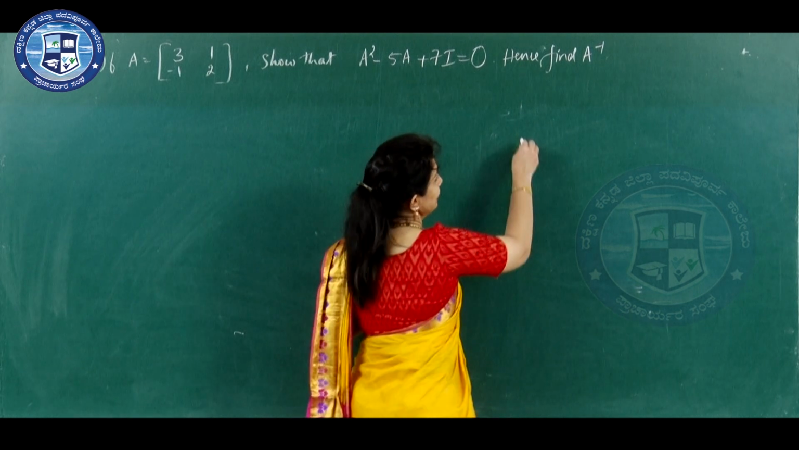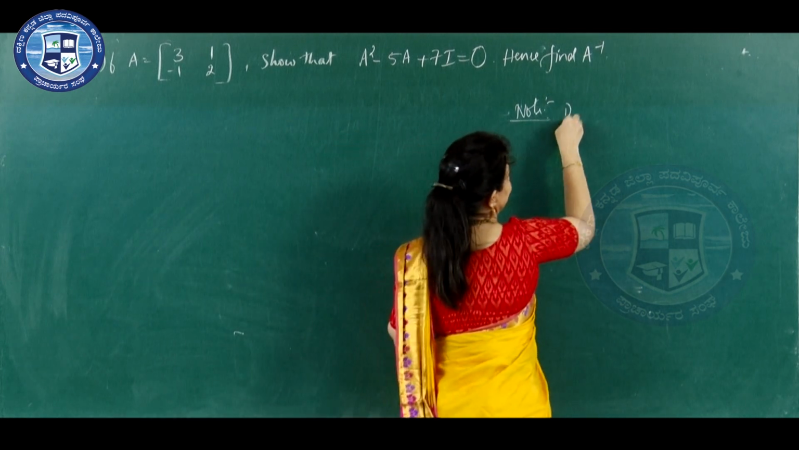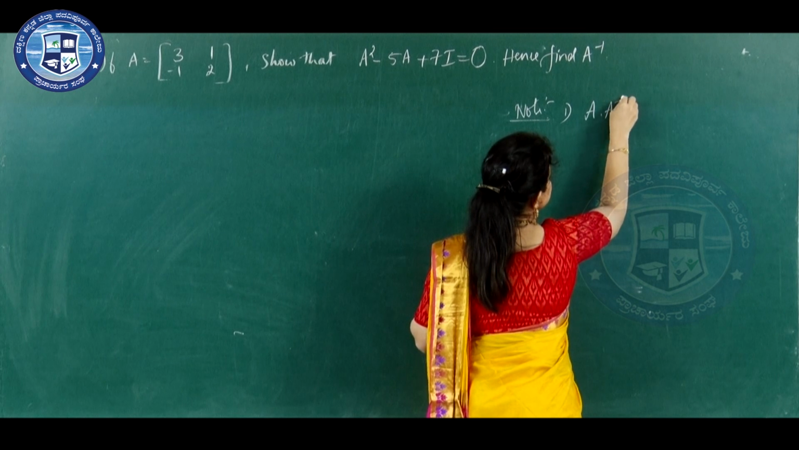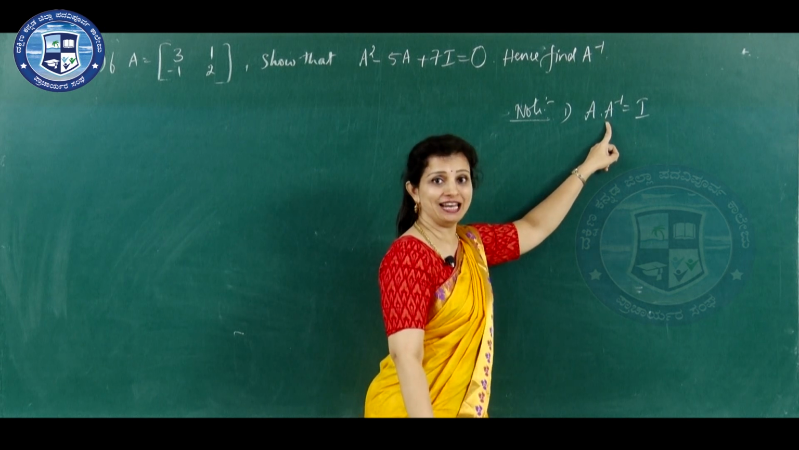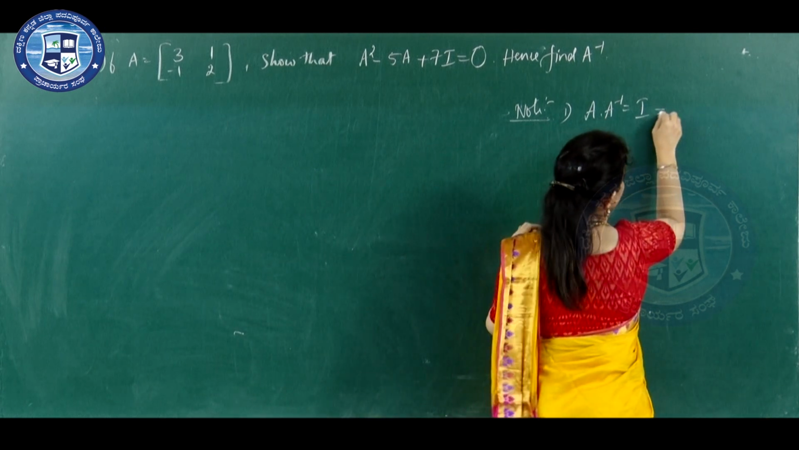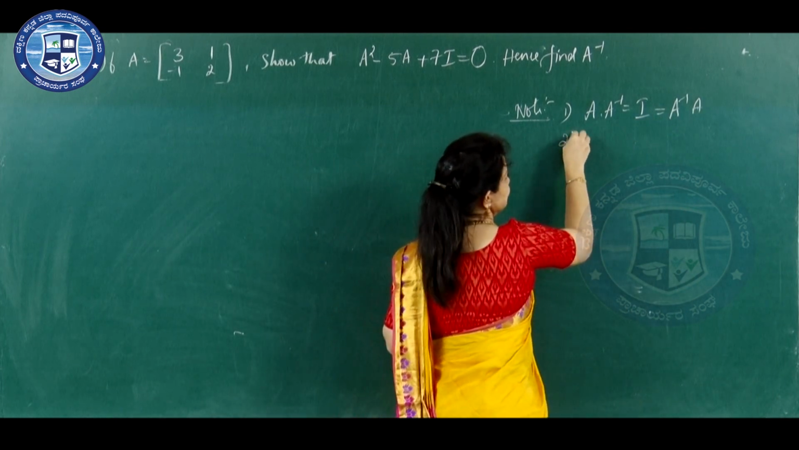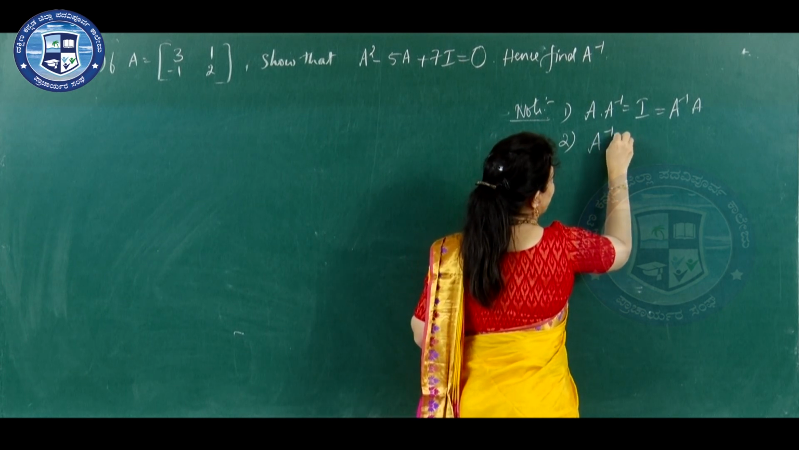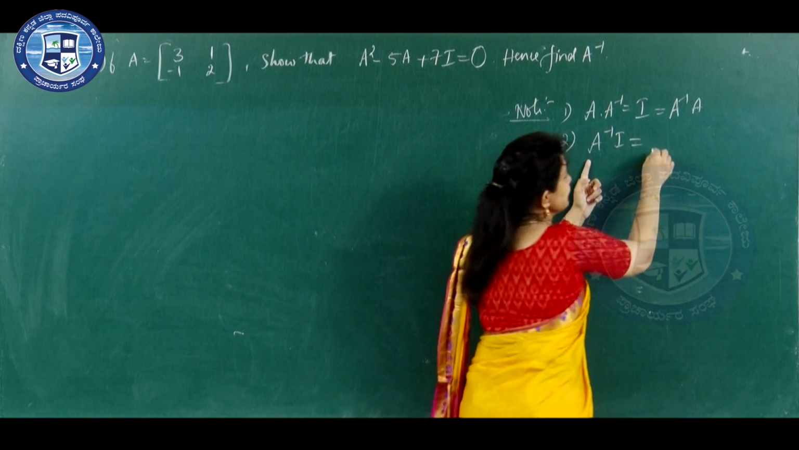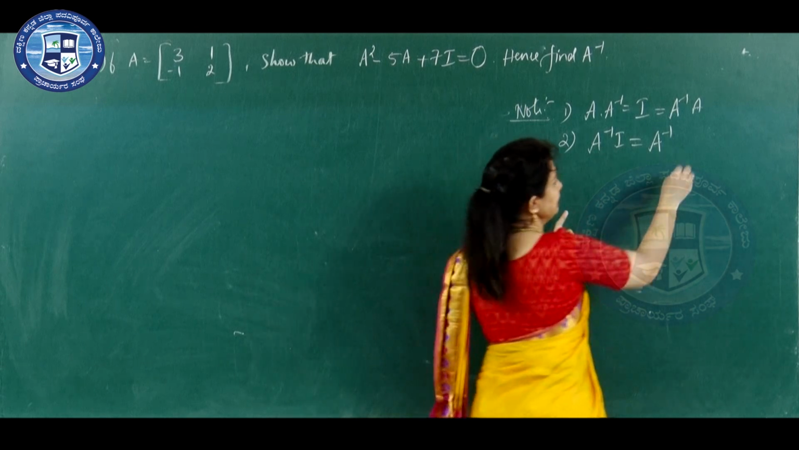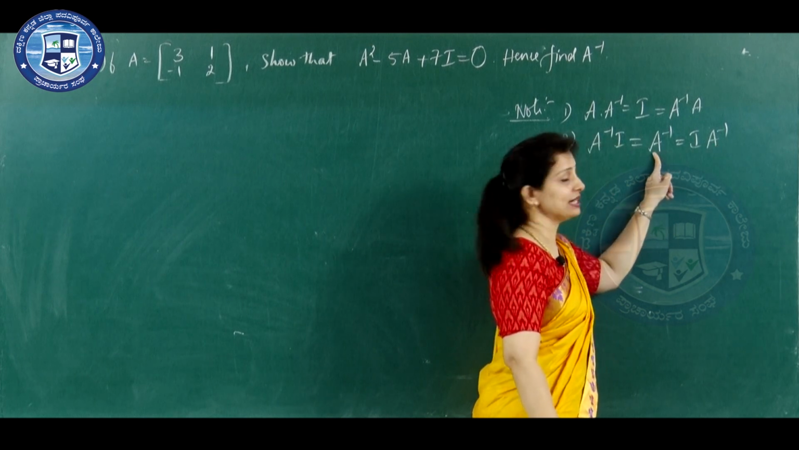Before going to prove that, you please note down a few formulae. You know this, A into A inverse is equal to I, identity matrix. When you multiply matrix A with its inverse, you will get identity matrix. Also, A inverse into A is also identity matrix. Second property says A inverse into I: when you multiply identity matrix to any matrix, you will get the same matrix, A inverse. Similarly, I into A inverse gives the same matrix A inverse.